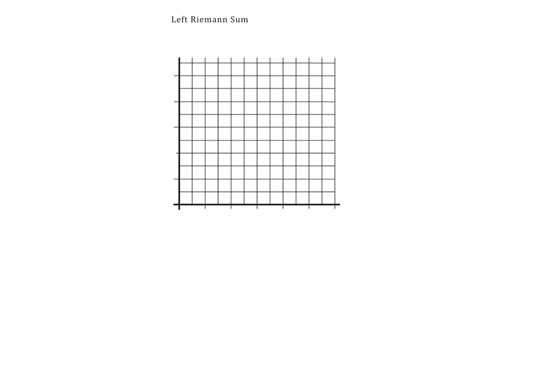Today's lesson is on approximating areas with Riemann sums. We're going to look at 4 different ways to approximate areas under curves, and we're going to use the same function for all 4 examples. So for all 4 examples, we are going to graph f of x equals 6x minus x squared.